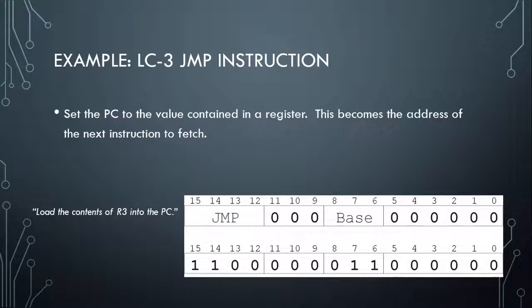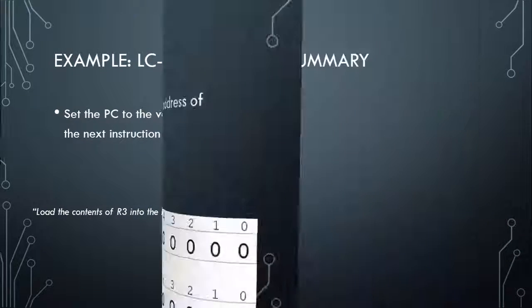I should also talk about this. You have your opcode right here. This is your jump right here. This is your base that it pulls from. You'll notice the rest of these are simply set to 0, because they don't need to have a stored value. So right in here, this is our base value. It gives us: load the contents of R3 into the program counter.